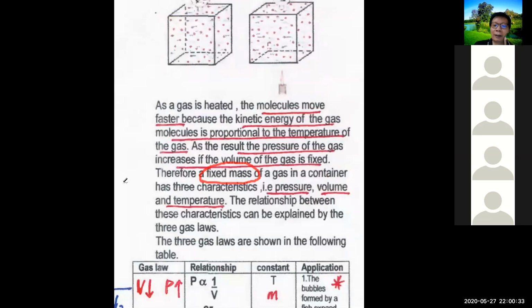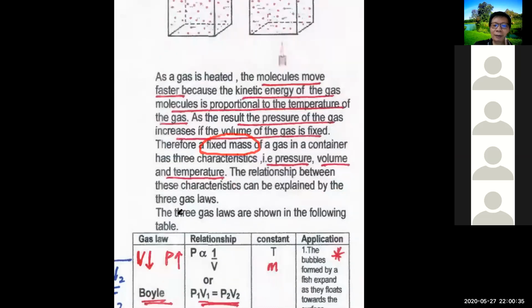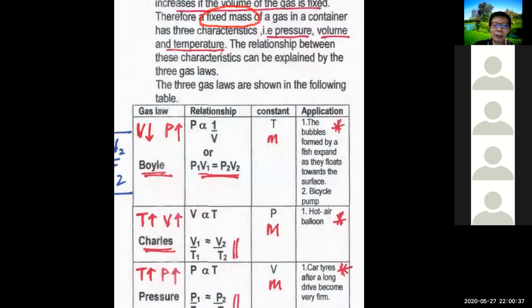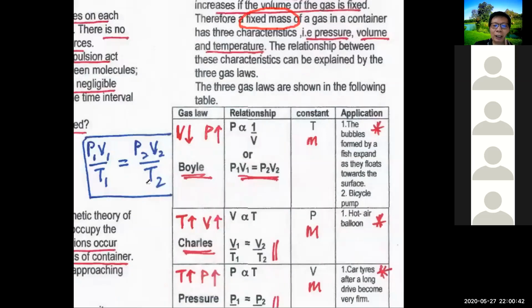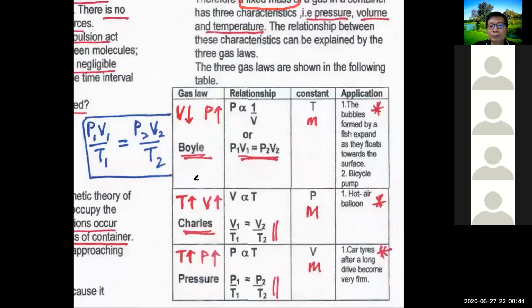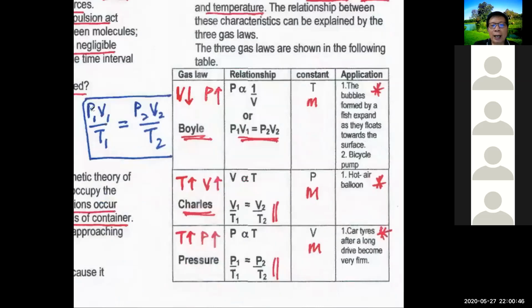Okay, all right. And finally we have this. All these three formulas come from here. Can you jot down this one also? Actually, this one is combining the three laws. The formula is P1 V1 over T1 equal P2 V2 over T2. This one also can be a formula, you know.